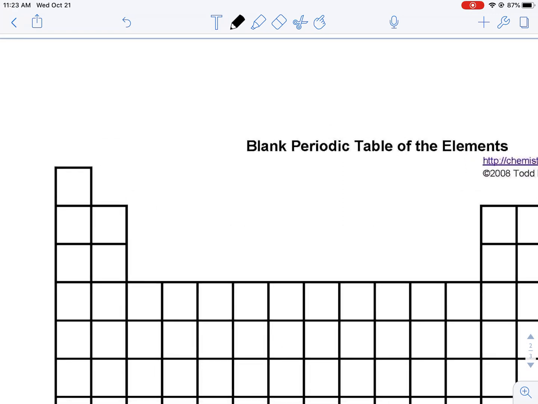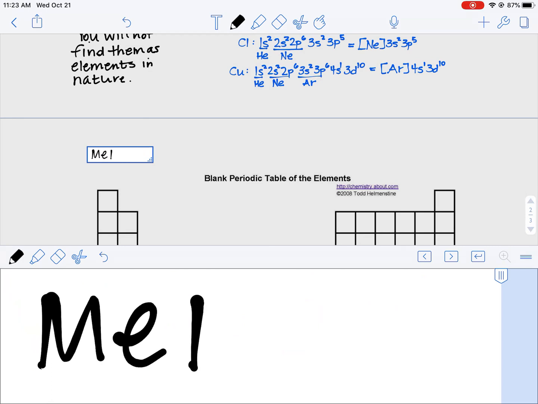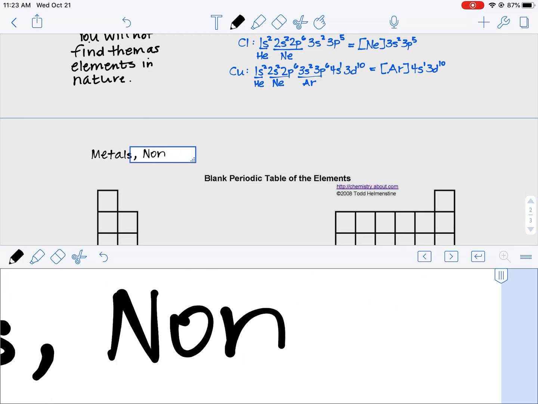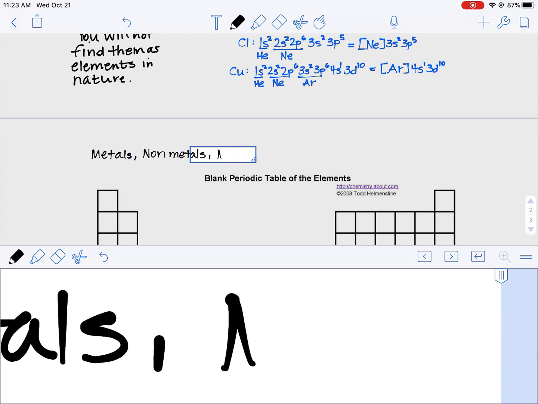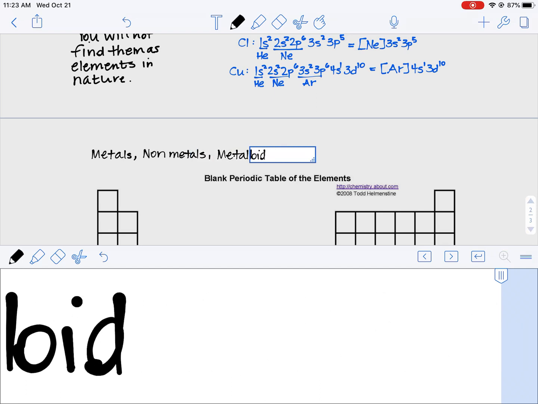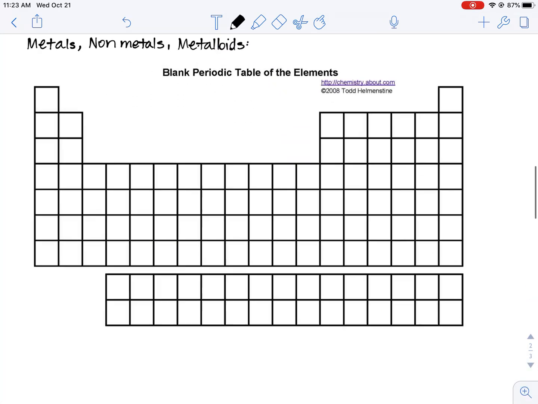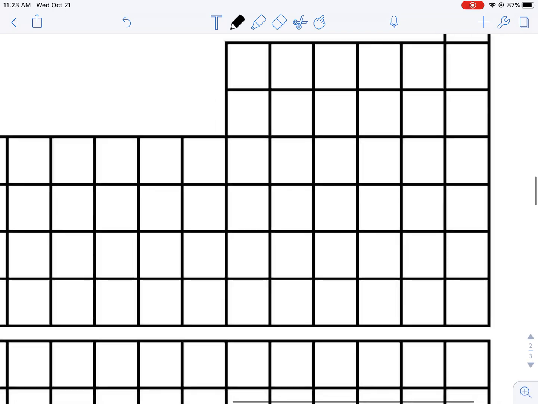The next will be based on where we find metals, nonmetals, and metalloids. In order for us to make the division, we need a boundary, and that boundary is going to start with boron.